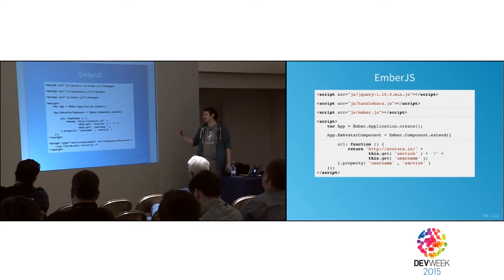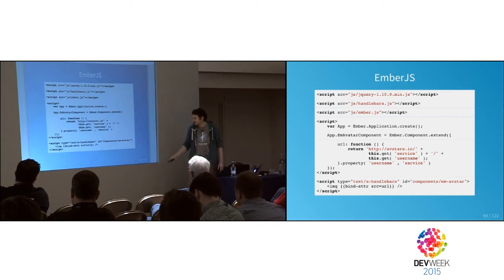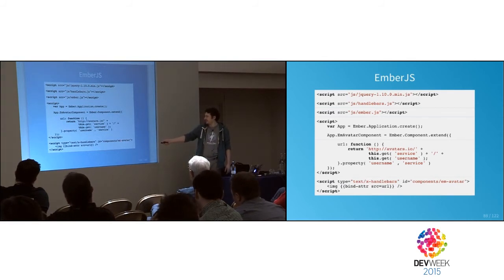The way that Ember works is that you use handlebars, which is why we included it. In there, we're saying that we're component /em avatar. So Ember maps this, knows that components is a namespace of an ID. EM avatar maps it to the fact that this exists, EM avatar component. And then we can bind the source attribute of this image that we've defined with the URL that we've built here.